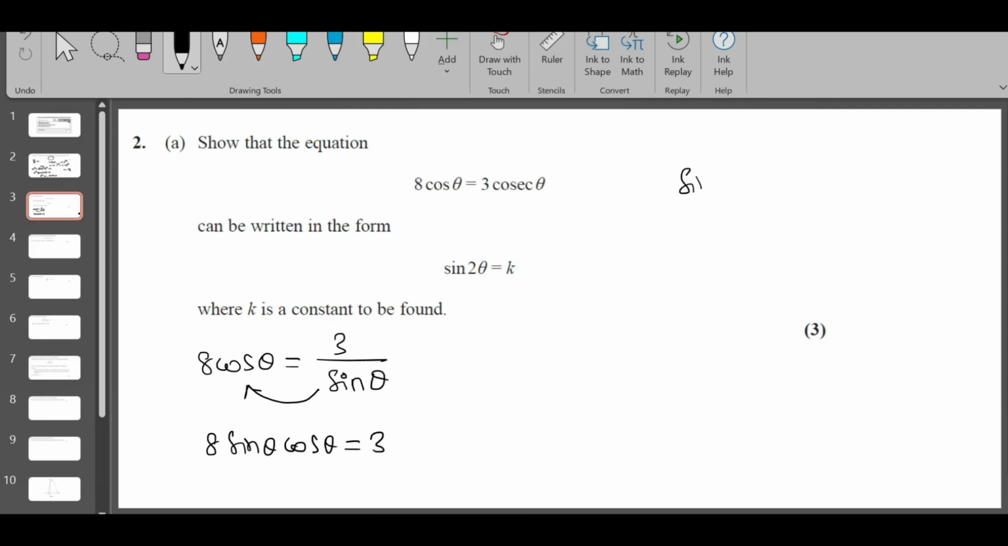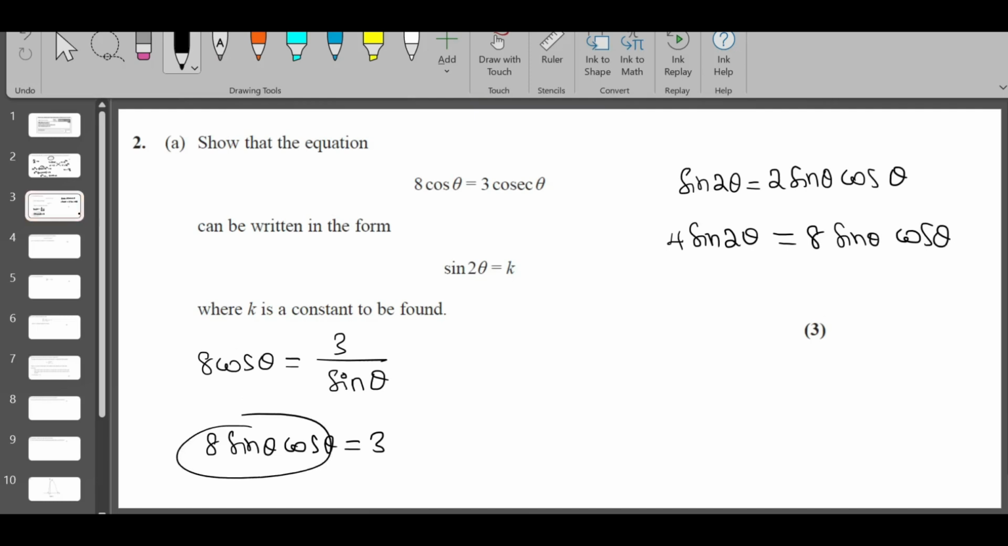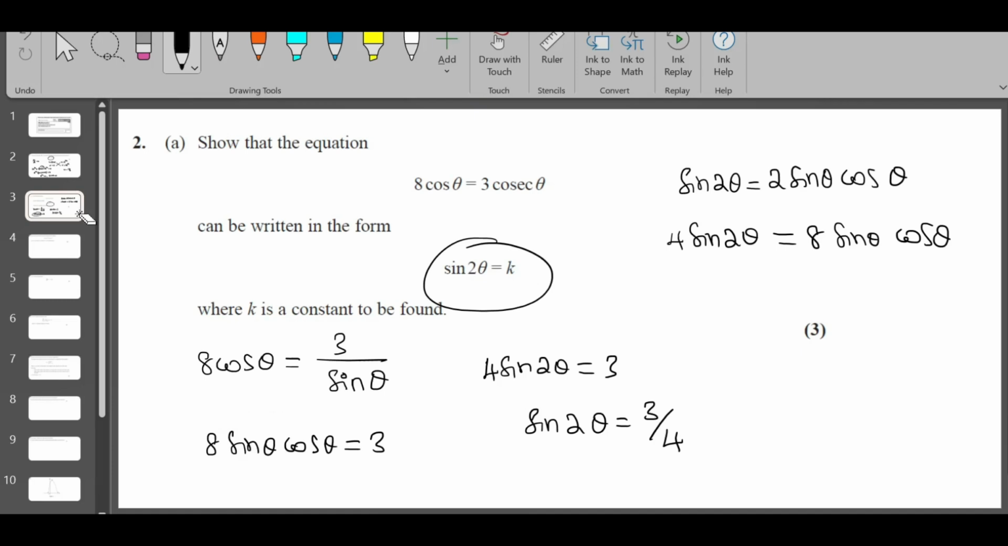We know this double angle formula: sine 2 theta is 2 sine theta cos theta, right? So if you multiply both sides by 4, you're going to get 4 sine 2 theta is equal to 8 sine theta cos theta. So you can replace 8 sine theta cos theta by sine 2 theta. So 4 sine 2 theta is equal to 3. Sine 2 theta is equal to 3 over 4. It looks like this, right? Just a 3-mark question, that's all.